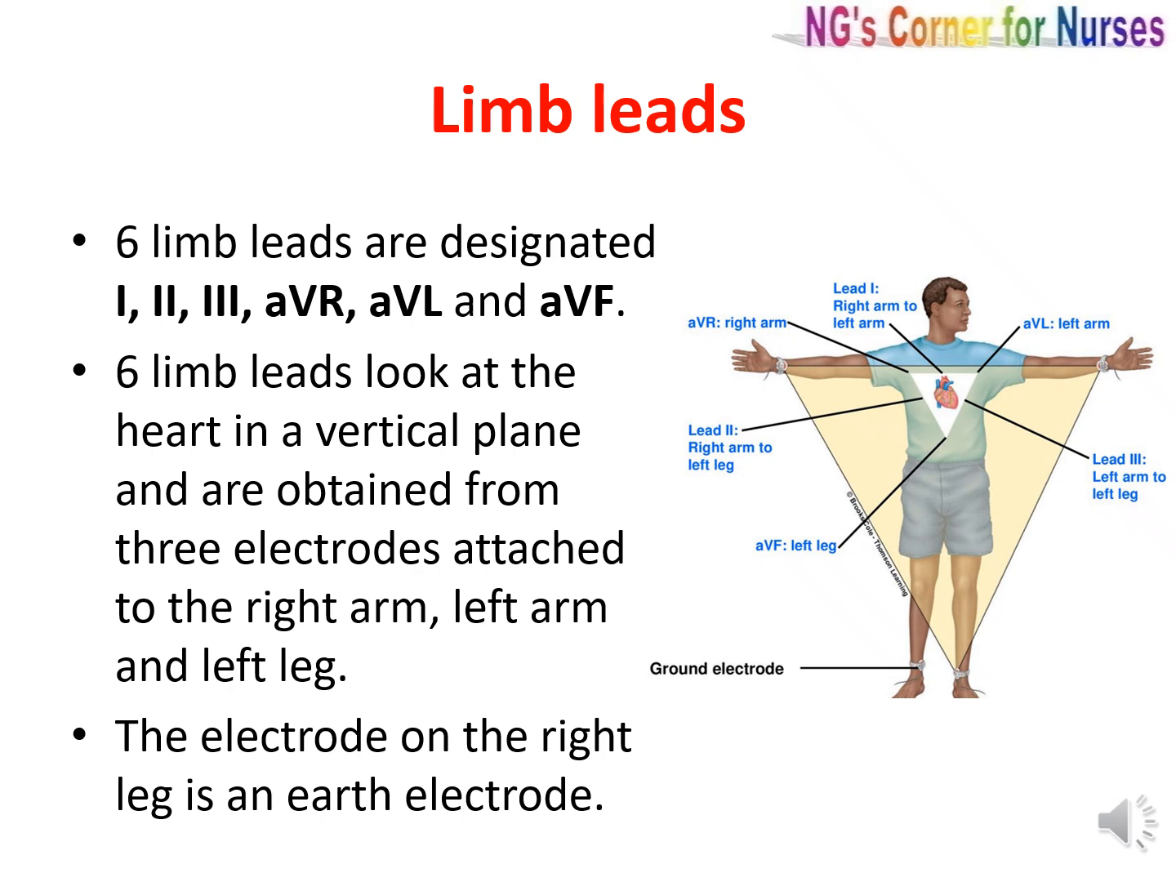Next, coming to the limb leads. Once the limb electrodes are placed on the body surface, the electrical forces from the heart are conveyed from the body to the ECG machine. And the electrical forces are then displayed in 6 limb leads designated as lead 1, 2, 3, AVR, AVL and AVF. The 6 limb leads look at the heart in a vertical plane and are obtained from 3 electrodes attached to the right arm, left arm and left leg. And the electrode on the right leg is an earth electrode.